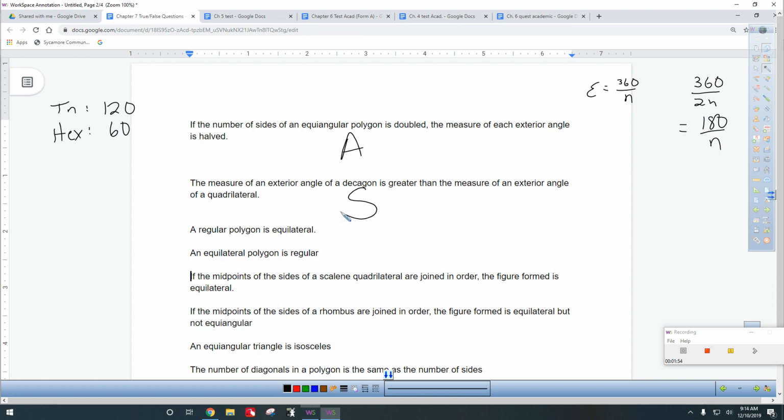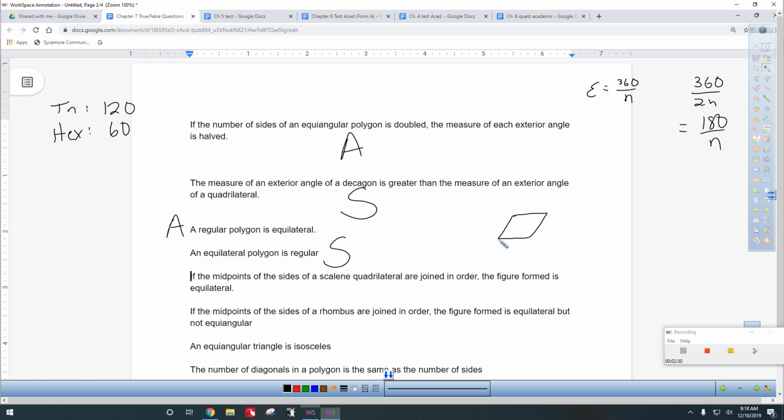A regular polygon is equilateral. That's always true. That's the definition of regular. Equilateral and equiangular. An equilateral polygon is regular. That is sometimes true. Think about a rhombus. A rhombus is equilateral, but it's not equiangular. But you can also obviously think about a square is equilateral and equiangular, so that's why it's sometimes.